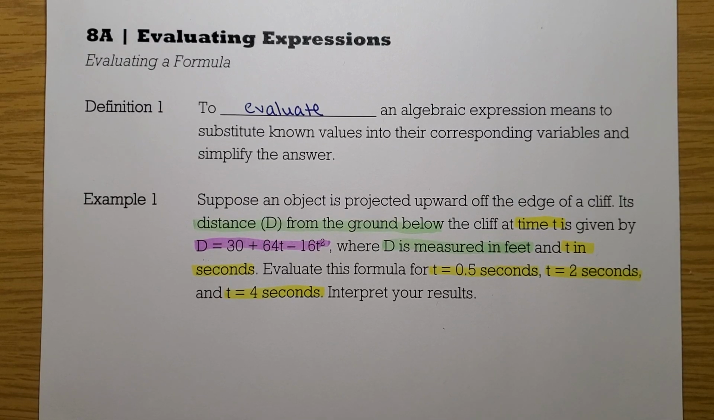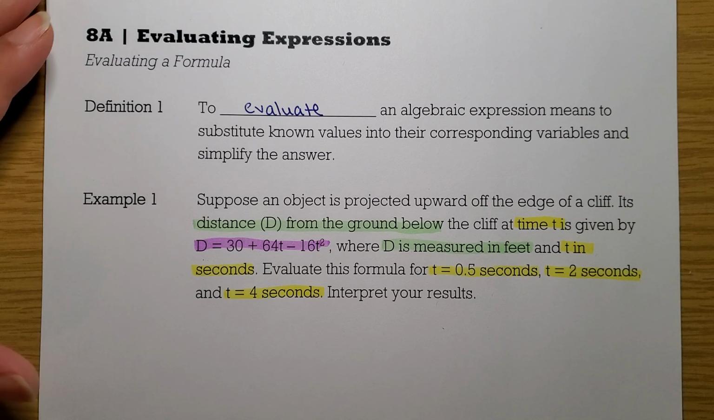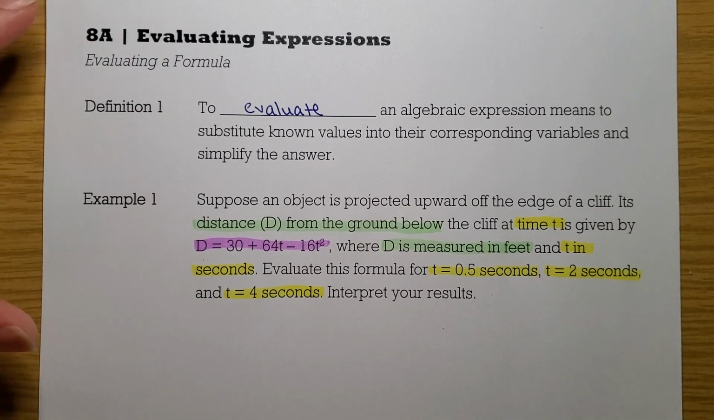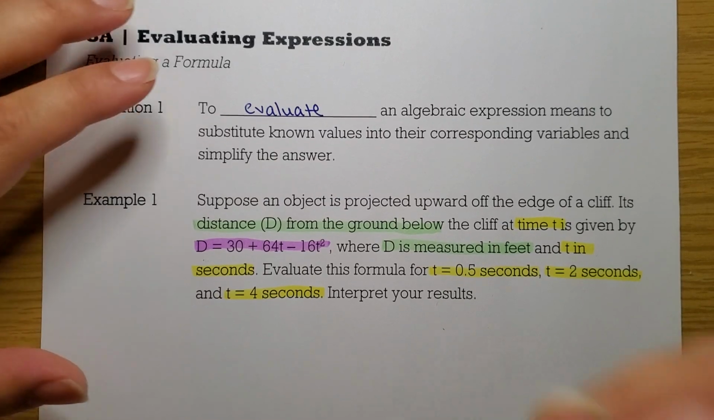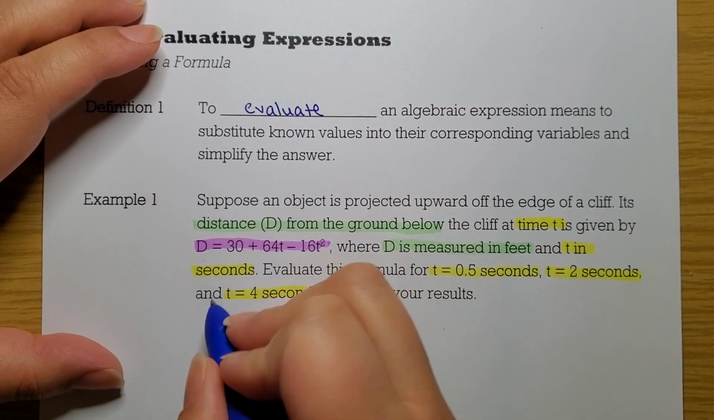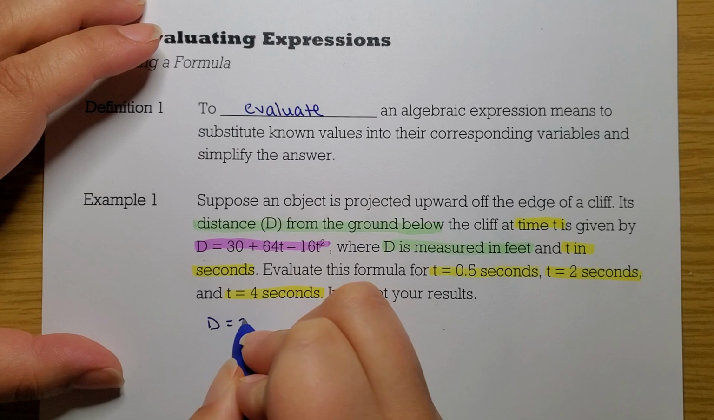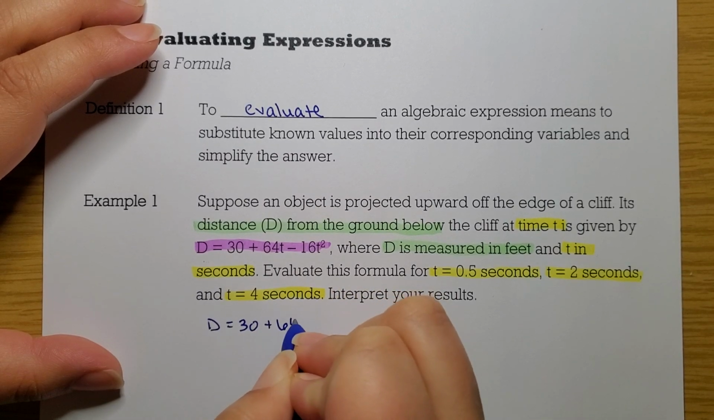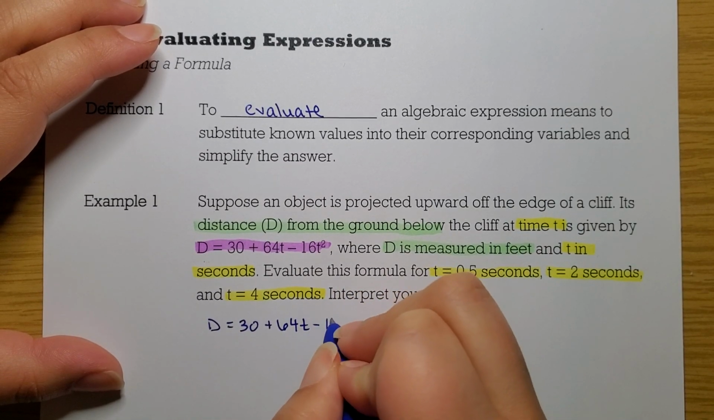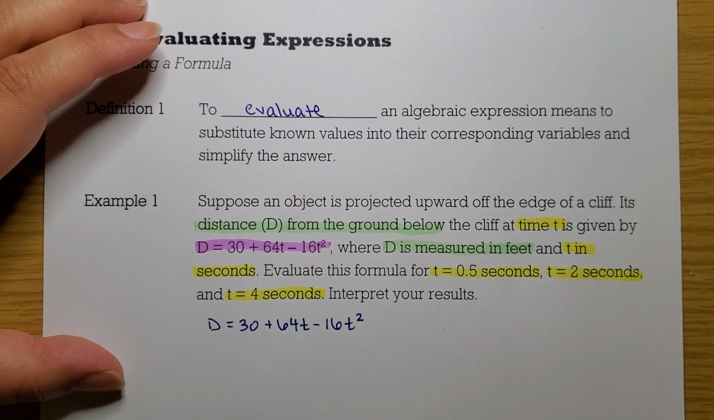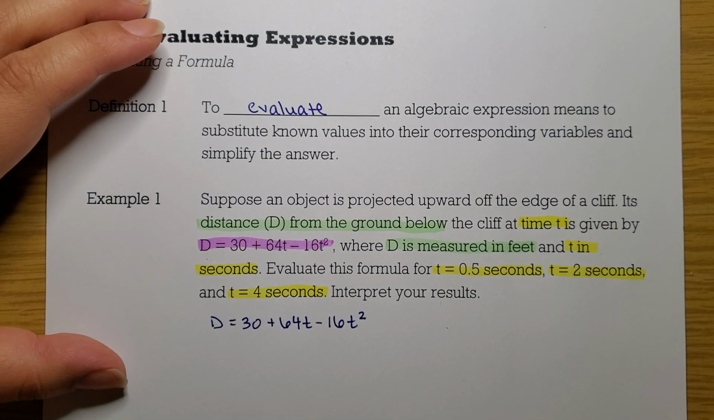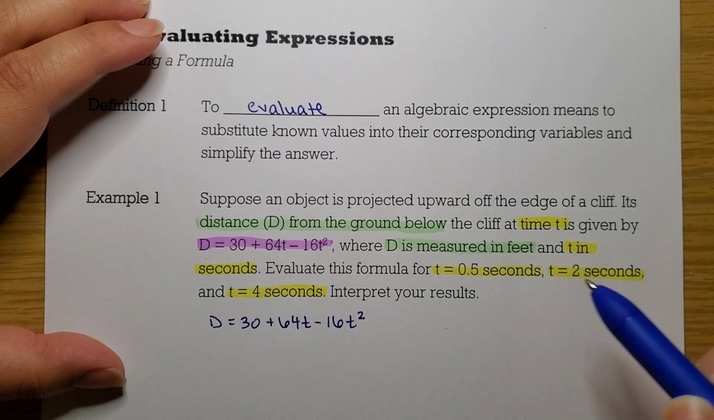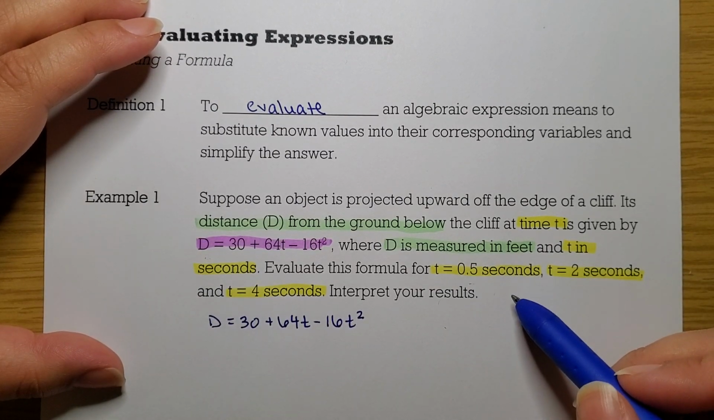Okay, so really what seems like it's going to be one problem is really three problems because we've got 3 different values for t. So I like to start out by writing the formula. So I'm going to write out this equation they gave us, that d is 30 plus 64t minus 16t squared. Now I'm going to evaluate it for the 0.5 seconds first.